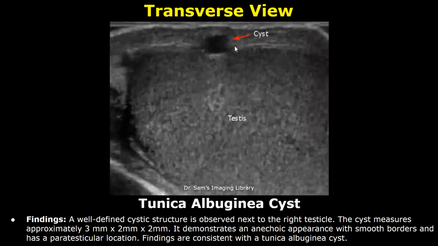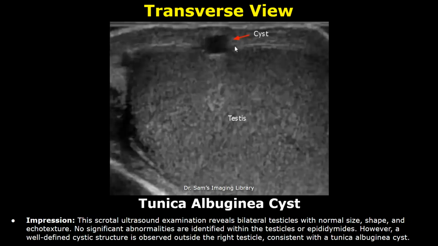Here are the findings of a Tunica Albuginea cyst. A well-defined cystic structure is observed next to the right testicle and its size is written. It demonstrates an anechoic appearance with smooth borders and has a paratesticular location. In the impression, you can mention a well-defined cystic structure observed outside the right testicle, consistent with a Tunica Albuginea cyst.